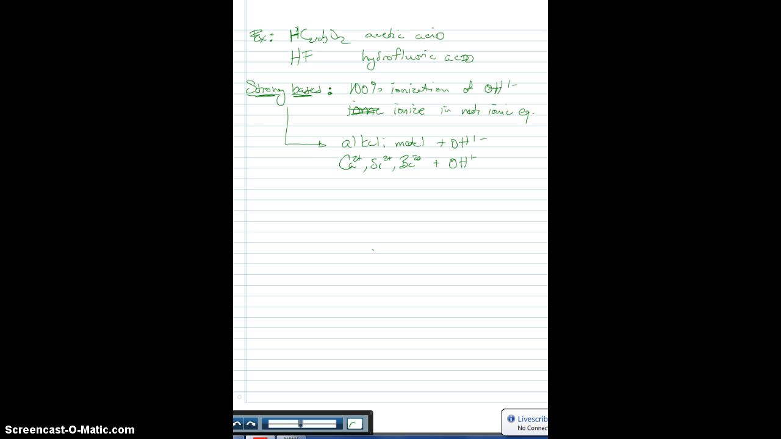And we have to remember that when we do have these group 2 hydroxides, there are going to be 2 hydroxides ionized per 1 mole of calcium hydroxide. Just keep that in mind, and that'll come up later.